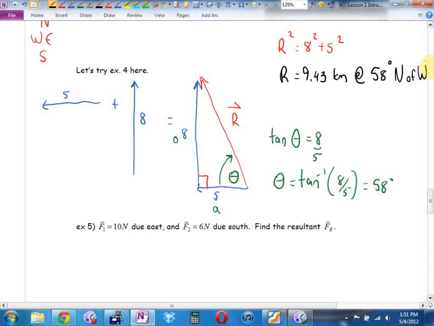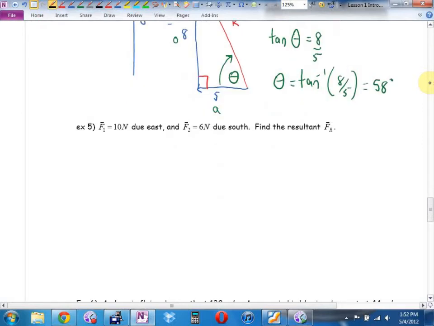By the way, Rob, you could also have drawn the 8 first and then the 5. You could have gone tip to tail here. You would get the same magnitude, but you would get 90 minus 58, 32 degrees west of north, and I would take both answers. It's more than one answer each time. It depends on where you started drawing yours and whether you decided you were going to go east or west first and then north, north of west, or whether you're going to go north first and then west.